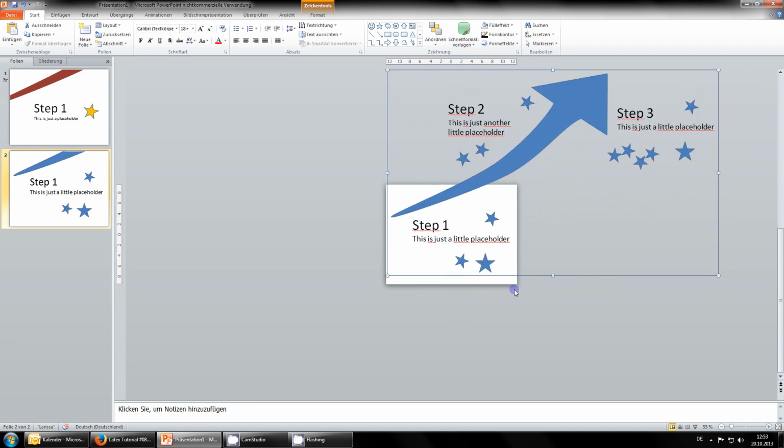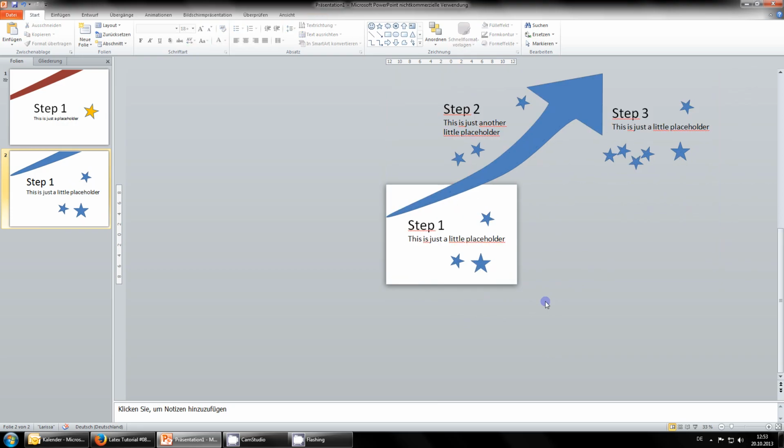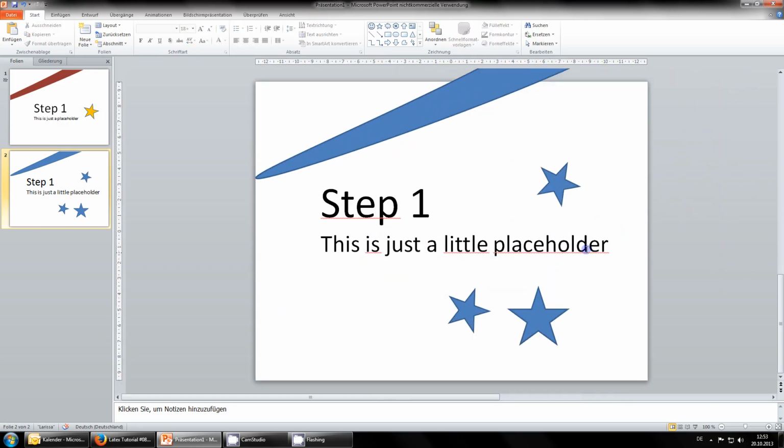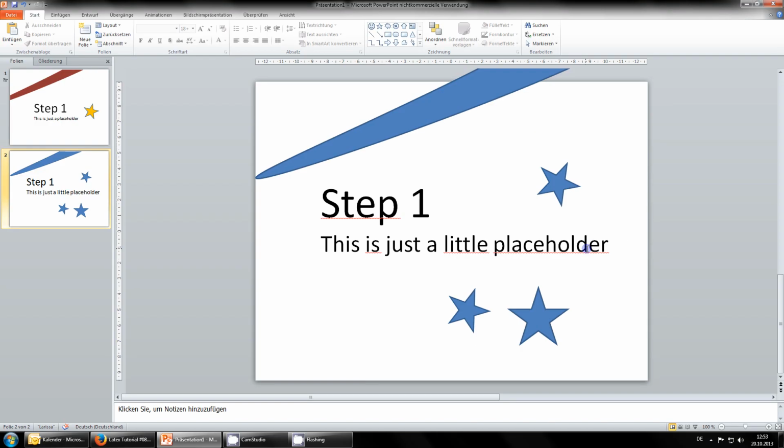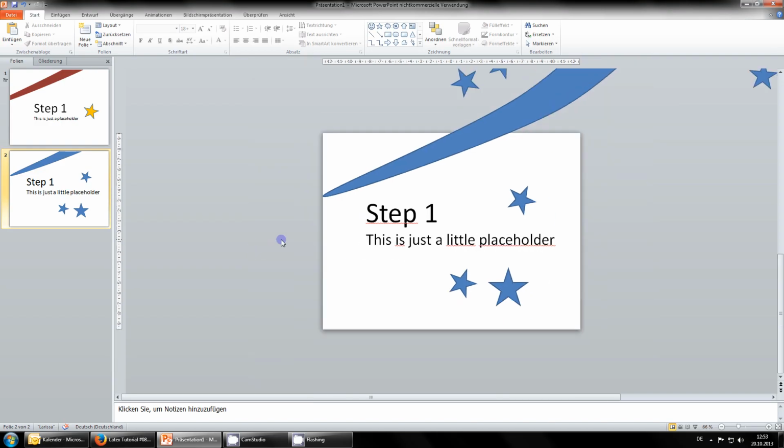Sorry. Okay. Our very first view is like this. So now when I start my presentation, this is what we see. Step number one, and some stars. All right. Next step is we want to move our object so that we see step number two.